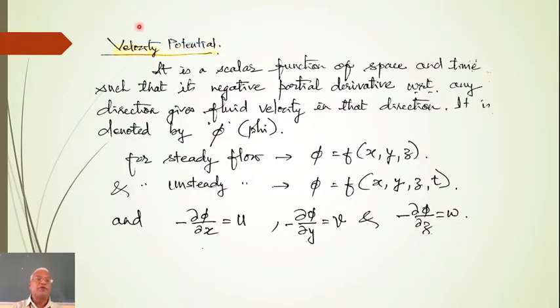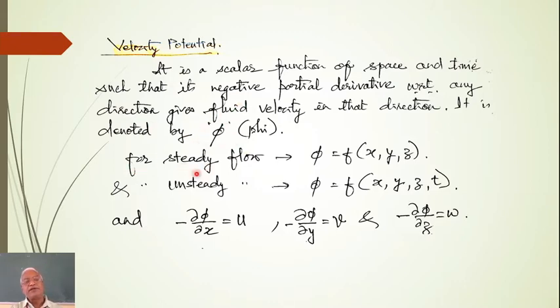So velocity potential, what is this? It is a scalar function of space and time. That is, space and time in the sense x, y, z and time, right? It is a function of x, y, z and time, such that there is a condition. Its negative partial derivative with respect to any direction gives fluid velocity in that direction. So that is what the definition of velocity potential means. It is denoted by phi, right?